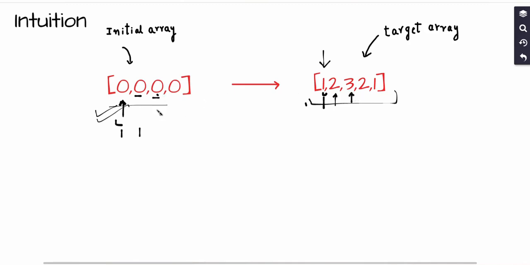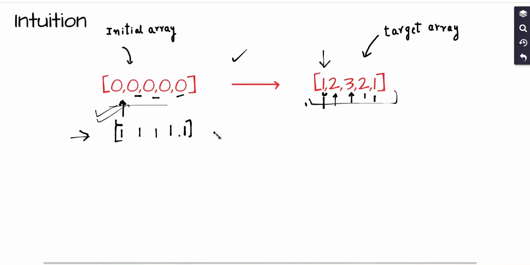Then I move to the third integer which is 3, and here I see 0 and 0 is less than 3, so I increment it by 1, then I move to the next integer which is 2, and then I increment it by 1 again, then I move to the next integer which is 1, and here it is 0, so I increment this by 1 again. Fine. So this was the first iteration.